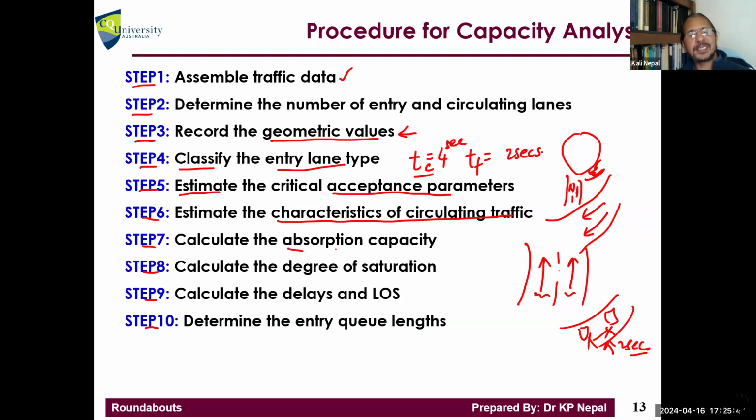We calculate absorption capacity. There is a formula for that. And we calculate degree of saturation. That means given volume divided by capacity. And we calculate delays and level of service. And then we calculate queue length, how long the queue for the entry of the roundabout will be. So these are the 10 steps we follow in our analysis. Please, in your assignment, follow these steps.